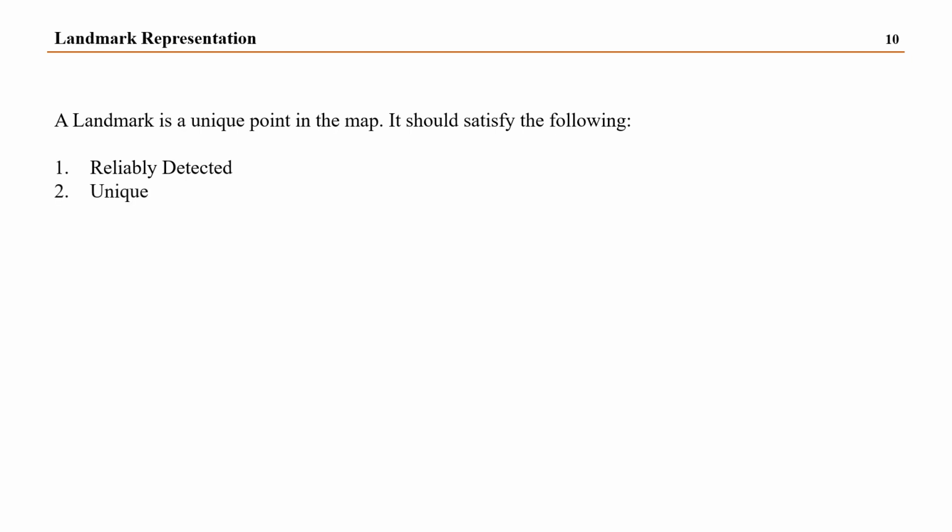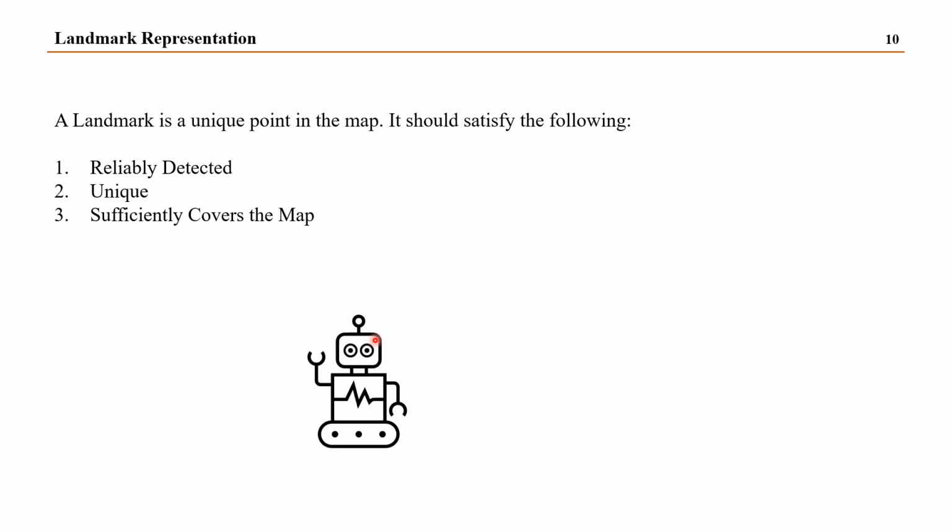It should be unique, of course. It should be a point of significance. It could be, for example, vertices of polygonal obstacles. It could be certain features that could be extracted from a camera or any other type of features that's actually unique. And finally, they should sufficiently cover the map. So this would allow the robot to localize quite well in a map because, for example, if there are areas with low feature density or low landmark density, the robot would have a tough time trying to localize itself in this map.